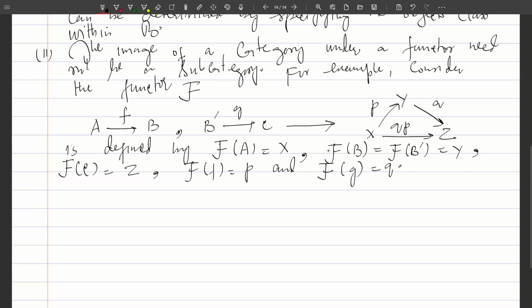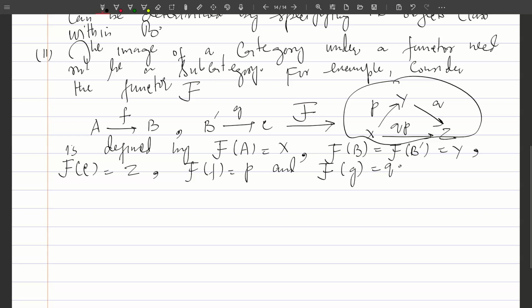So one can notice here these morphisms p and q have the pre-images f and g under the functor F, and qp has no pre-image. So this cannot be a subcategory. The image of such a functor need not be a subcategory.